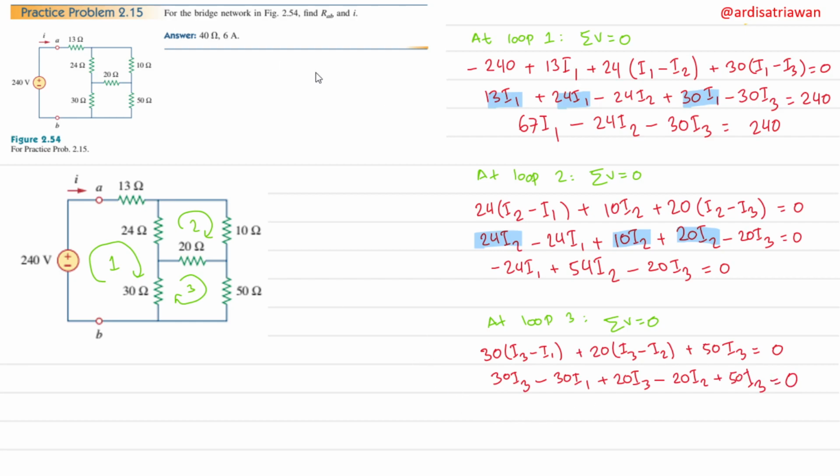And let's highlight all the I3. So you have 30 plus 20 plus 50. 30 plus 20 is 50, 50 plus 50 is 100. Okay, 100 I3. And then for I2, it's minus 20 I2. And then this one will be minus 30 I1. And that will equal 0.